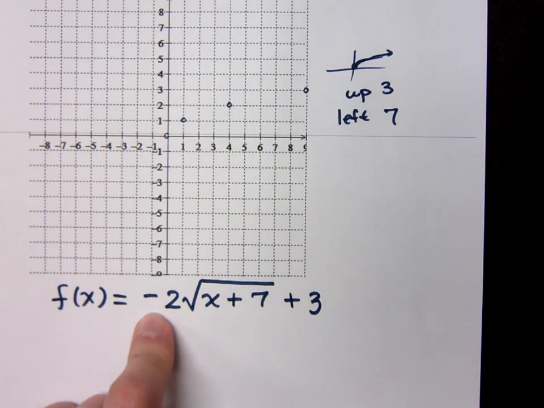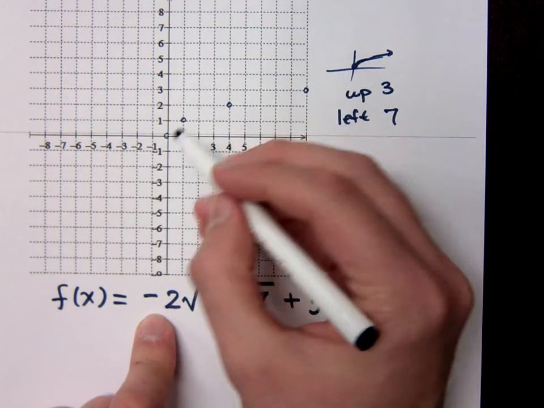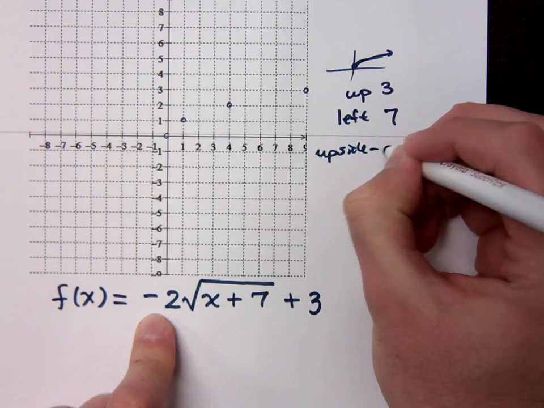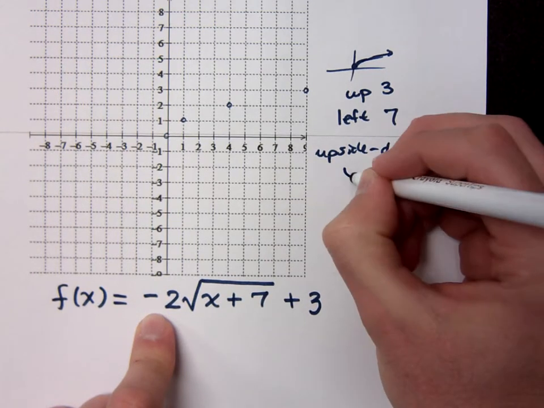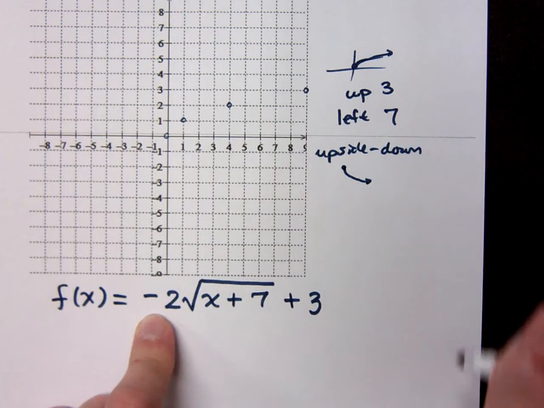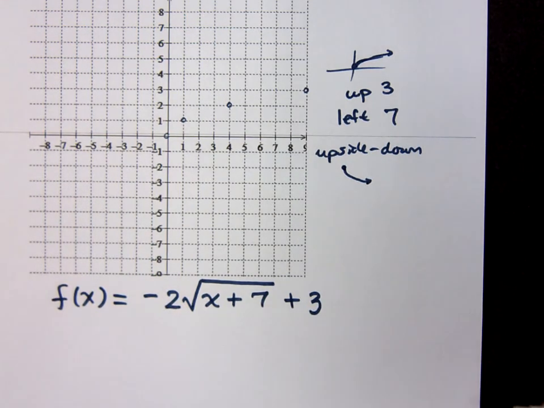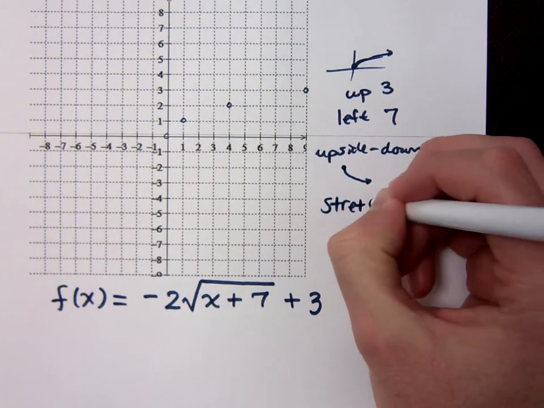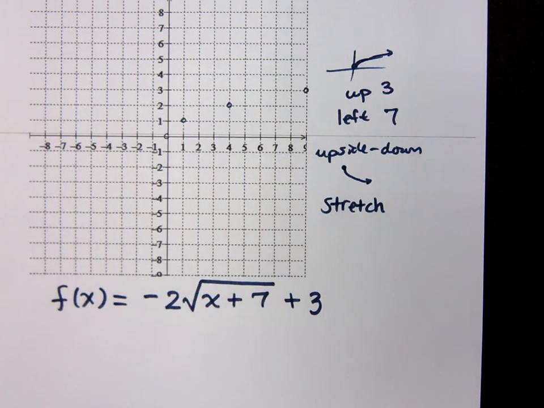What about the negative 2 up front? The negative. Negative means instead of doing this, it's going to do what? So go the opposite way. So it's going to be upside down. It's going to look something like this, right? What's that 2 going to do to it? Since that's a value greater than 1, this corresponds to a stretch. Do y'all agree with that?